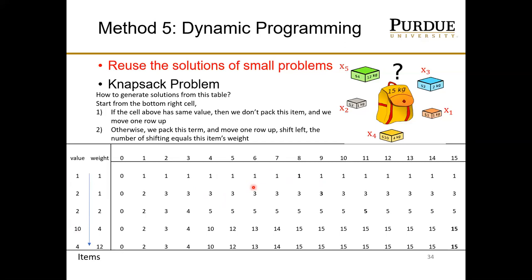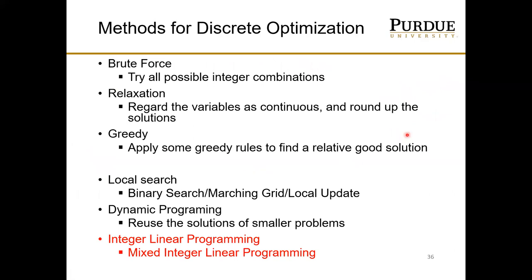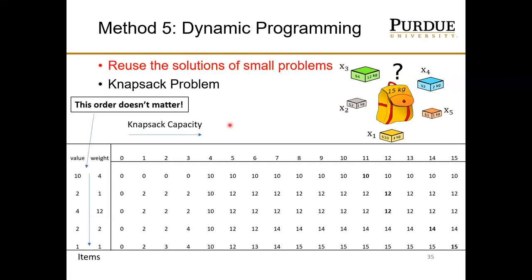Okay, that's wonderful. Here is another slide where I use a different order to optimize the problem. For example, this is a very common one: 1, 2, 3, 4. You can see that this is different from the previous order, but we still get the same solution, 15. So the order of the items doesn't matter. That's the idea of dynamic programming: we reuse solutions for small problems. We start from small problems and then move to bigger ones.